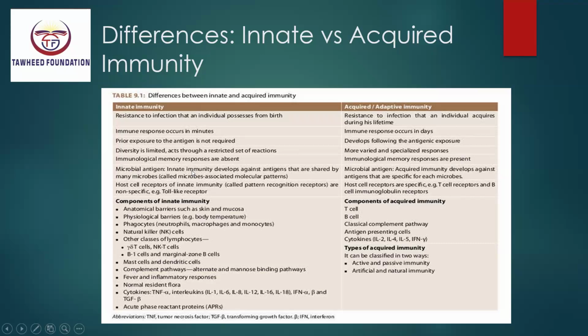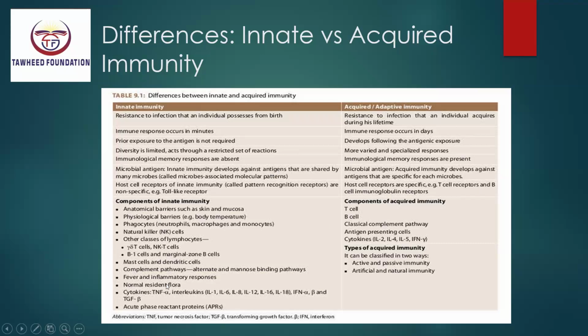Microbial and antigen. Innate immunity develops against antigens that are shared by many microbes, called microbe-associated molecular patterns, that is MAMPs, whereas acquired immunity develops against antigens that are specific for each microbe. Host cell receptors of innate immunity, called pattern recognition receptors, are non-specific, for example, toll-like receptors, and host cell receptors of acquired immunity are specific, for example, T cell receptors and B cell immunoglobulin receptors.